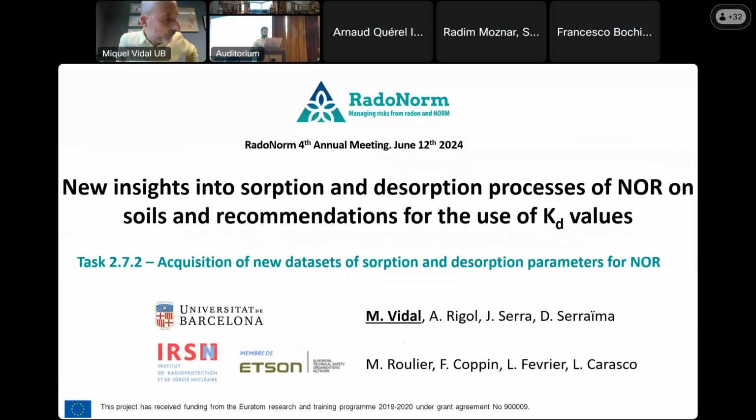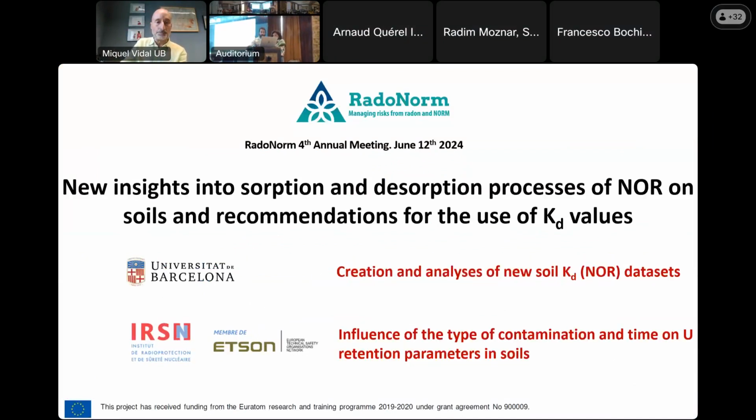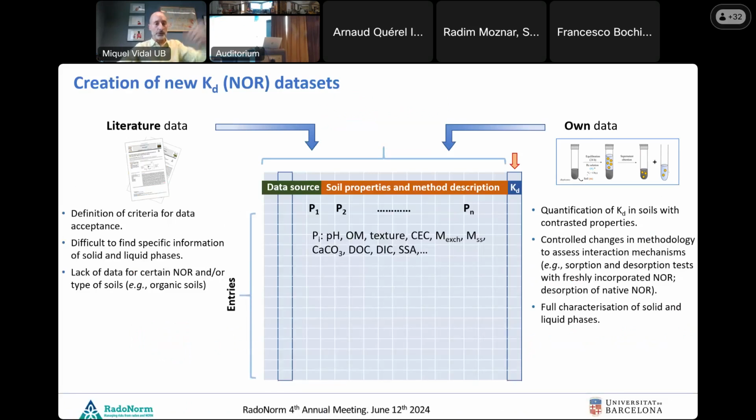So, good morning, everyone. I'm presenting this work, which belongs to task 2.7.2, on behalf of my colleagues from the University of Barcelona and also my colleagues of IRSN. The work has two different sections. The first one deals with the creation and analysis of new soil KD datasets for naturally occurring radionuclides. And the second section deals with the influence of the type of contamination and time on uranium retention parameters in soils. As you know, KD is a key parameter that is often used in risk assessment exercises.